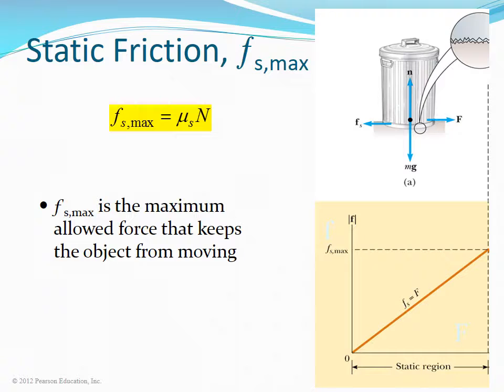We know from experience that if we push an object just a little harder, the trash can will start to move. We have overcome the static friction. The maximum static friction that can be produced is equal to the coefficient of static friction times the normal force. Any force that exceeds the maximum static frictional force will move the object. We define F sub s, comma, max as the maximum allowed force that keeps an object from moving.